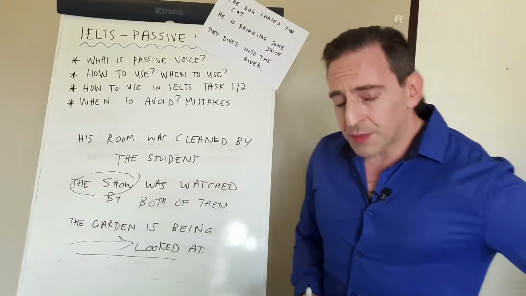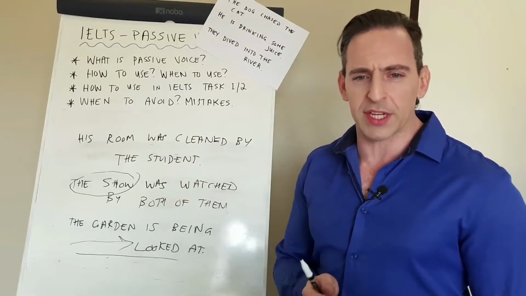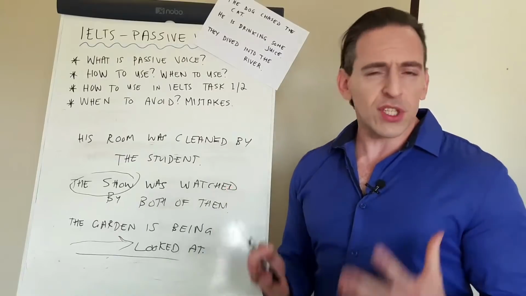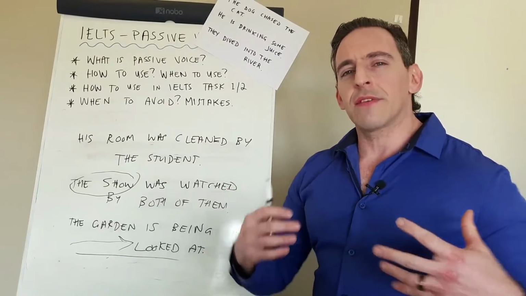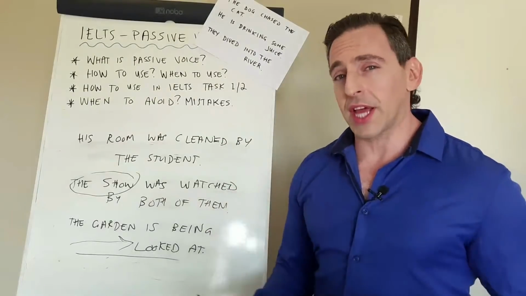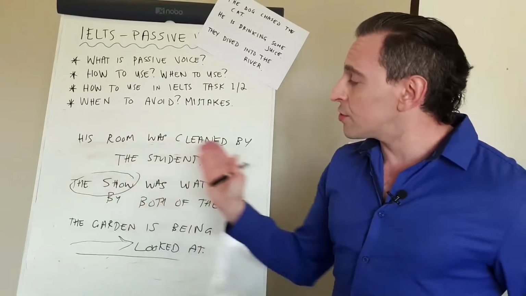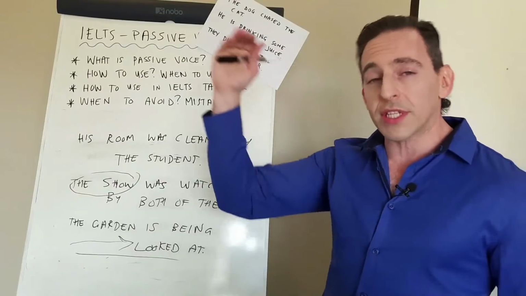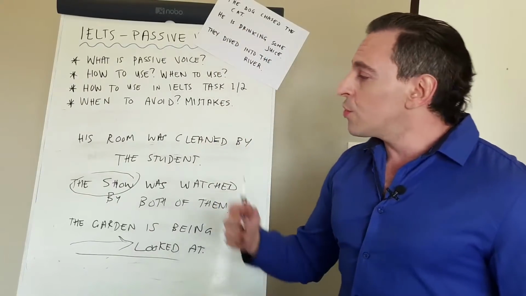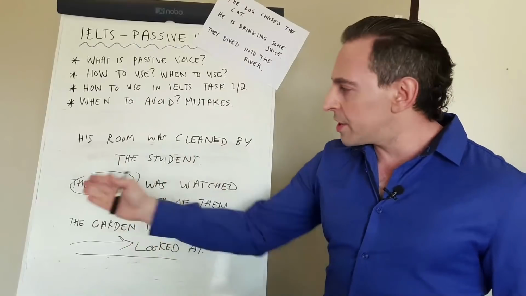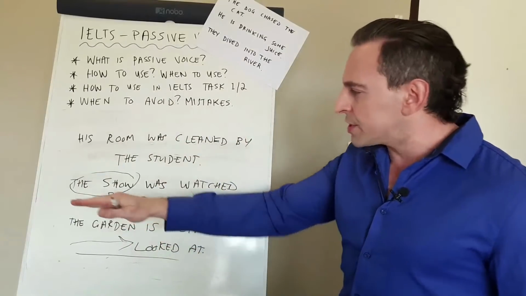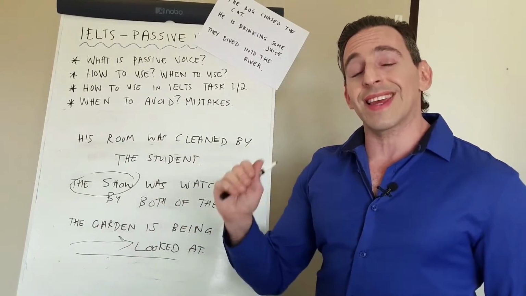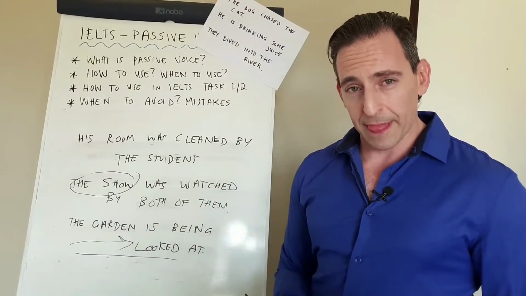Now, why would you use passive voice in IELTS writing, specifically in task 1 or task 2? The first obvious reason is to add variety, to add complexity. If you can change your sentence around, make it a more complex sentence, you are going to get a better band. If you can have variety in the way that you change things around, again, you're going to get a better band.